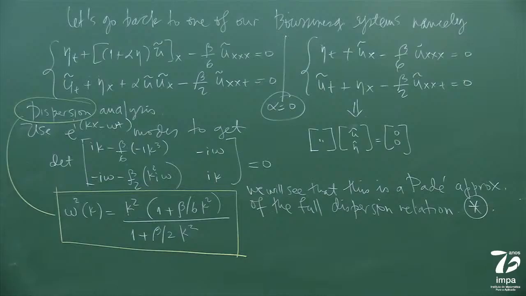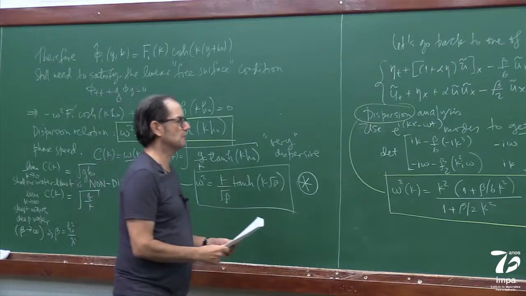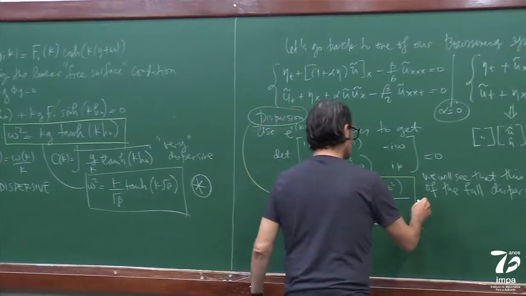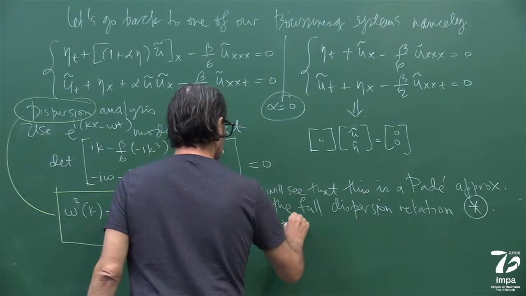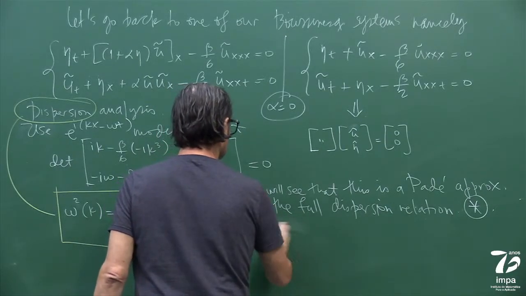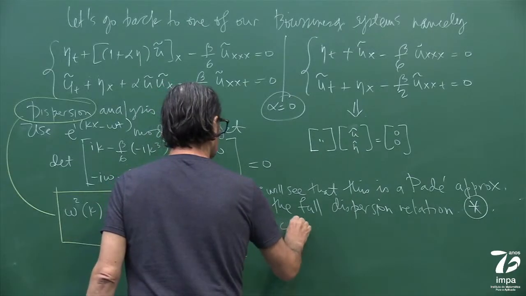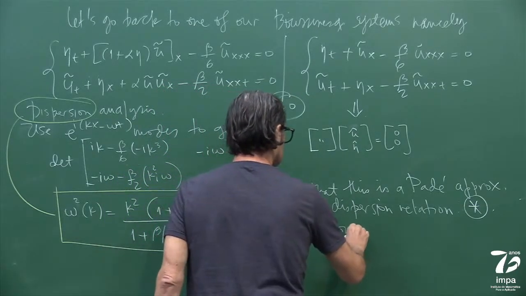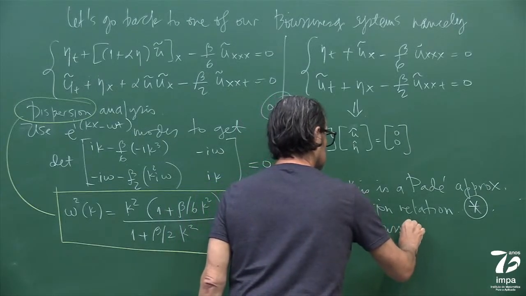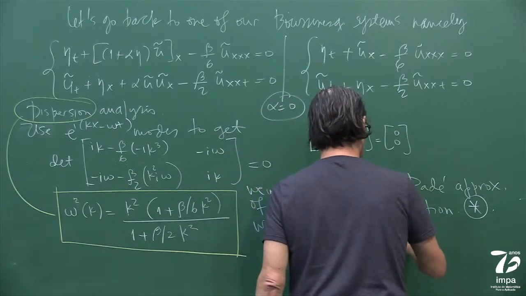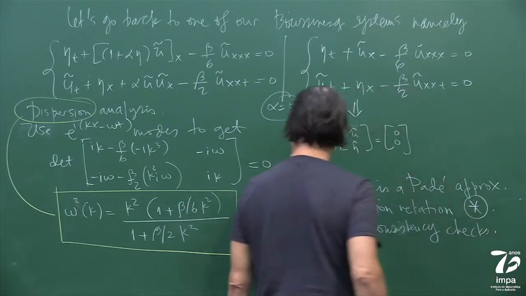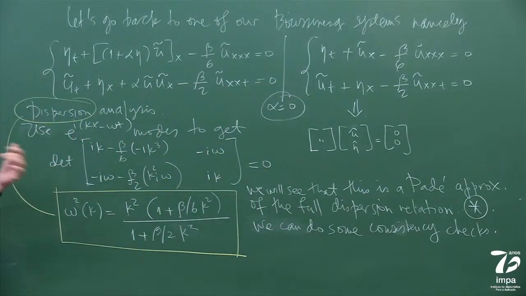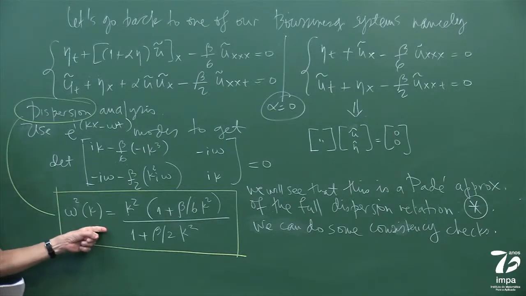Okay, so let's check a few things here. I even forgot to put this in the notes, but look at this. Now we can do some consistency checks, which will be the Padé approximation. So the first consistency check is, what does this give us?